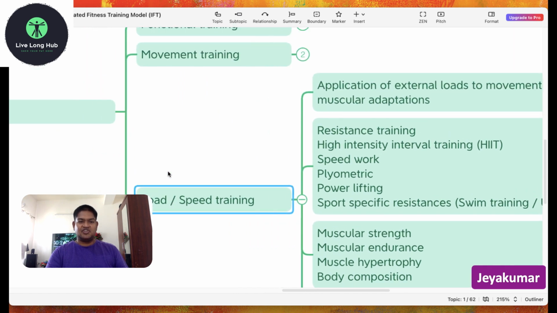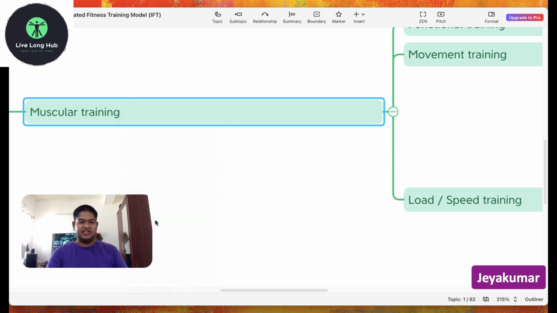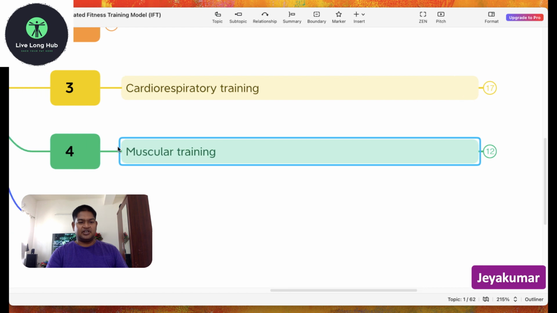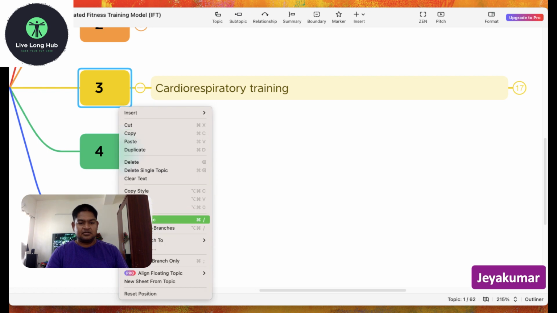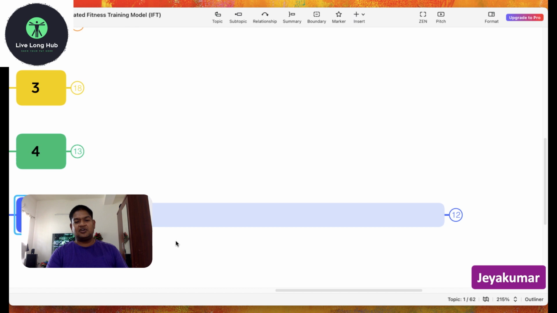So we saw all the three levels, both at the cardiorespiratory training and then the muscular training. Let me just close this topic. Now we will move towards the benefits of this model.